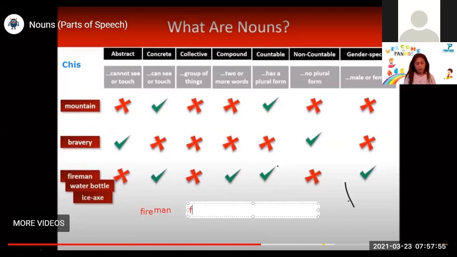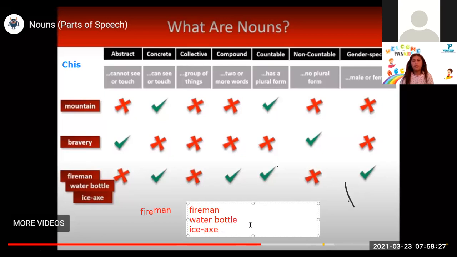Okay. It's fireman. That is a combined compound noun, fire and man, but there is no space here. Water battle, there is a space. Water space battle, compound noun again. Here there is a hyphen, hyphenated, it means there is a hyphen like this. So fire and man combined, no space. Water and battle, there is a space. Ice and axe, there's a hyphen here. That's a hyphen. All of them are compound nouns. They are actually compound nouns.